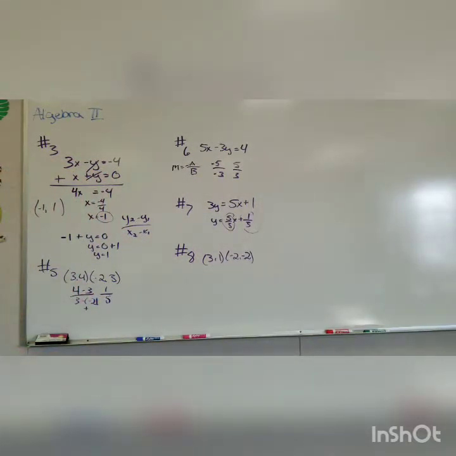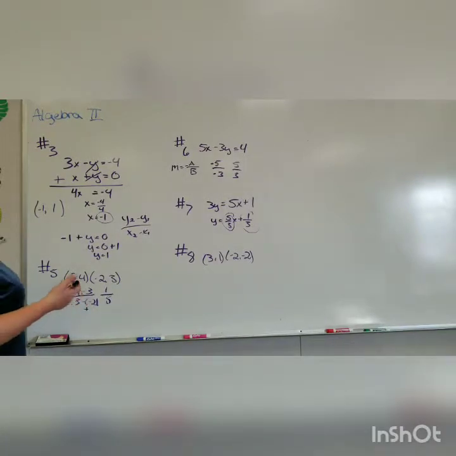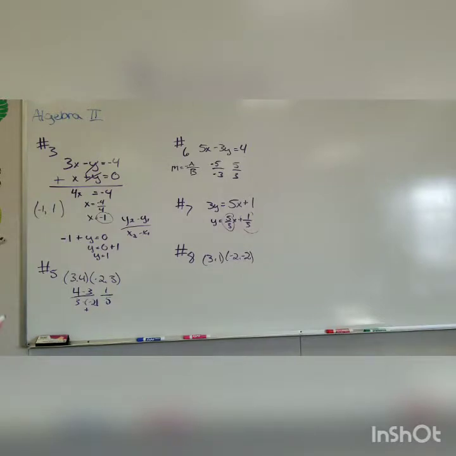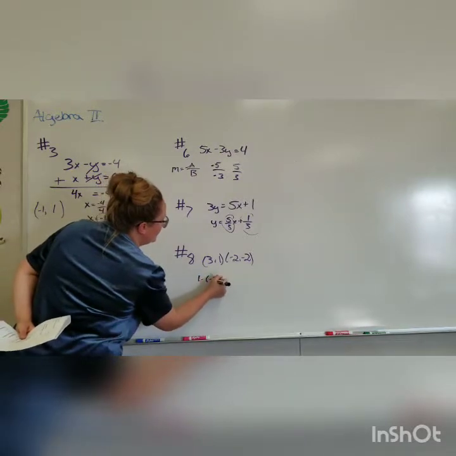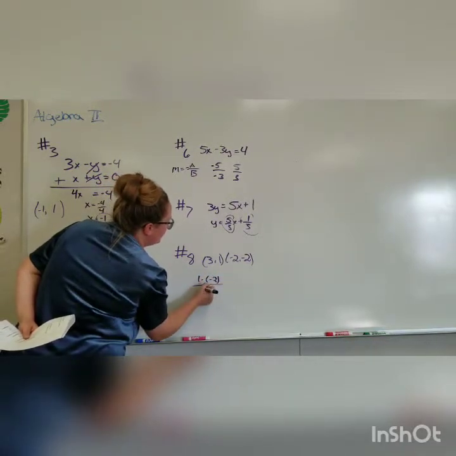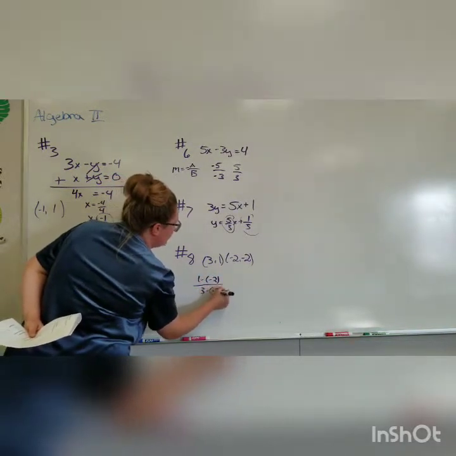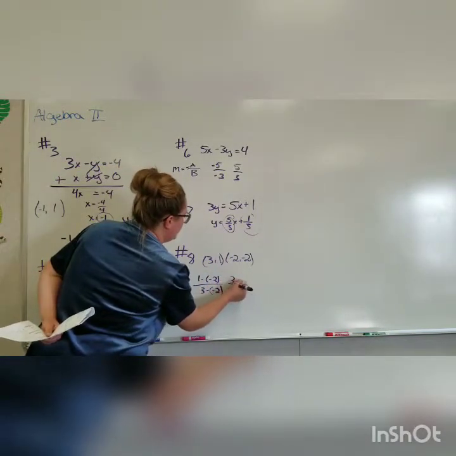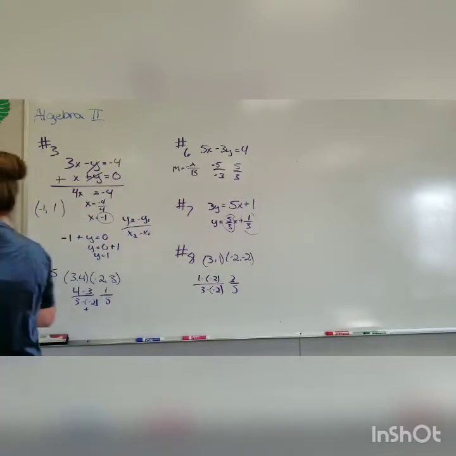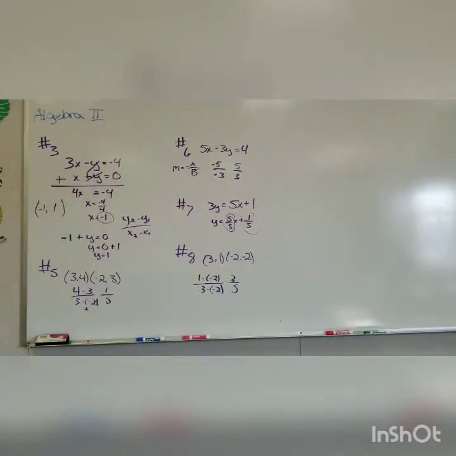And then again on number 8, they want you to solve from 2 points. So y2 minus y1 over x2 minus x1. So in this problem, 1 minus negative 2 over 3 minus negative 2. 1 minus negative 2 is 1 plus 2 is 3 over 5. Your slope of that line is 3 over 5.